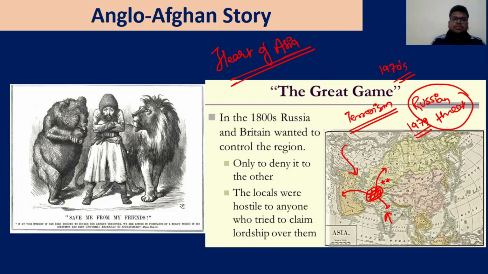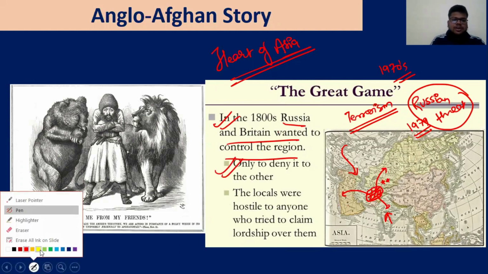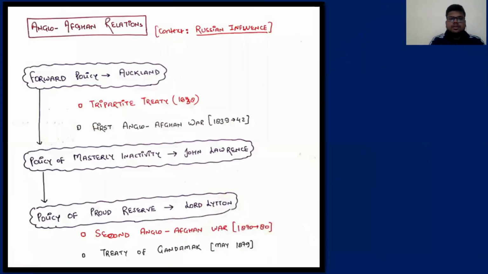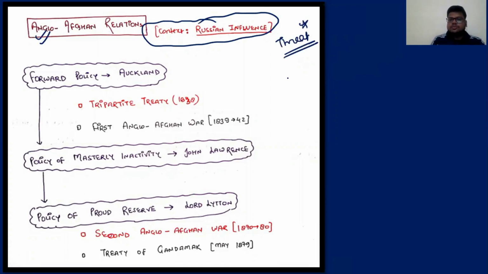Okay? Chalo. So by the 1800s, Russia and Britain wanted to control the region only to deny it to the other, because they wanted to maintain this region as a buffer so that their own empires could be protected. Okay? So this Afghan is saying, protect me from my friends. Chalo, if we summarize the whole relation, the context is obviously, from an English perspective, the Russian influence or the Russian threat, so to say.